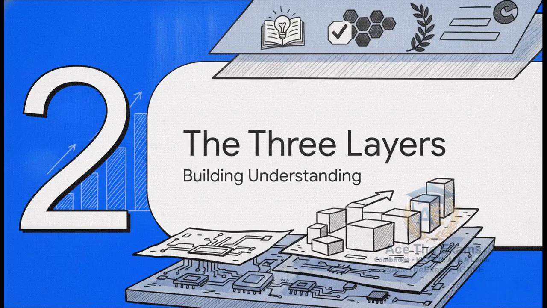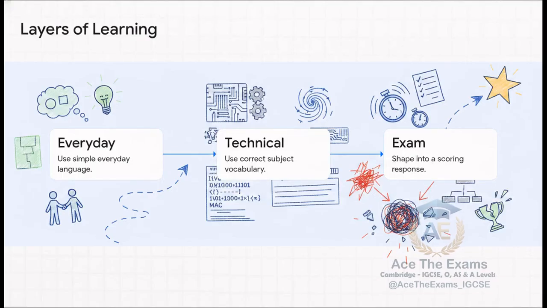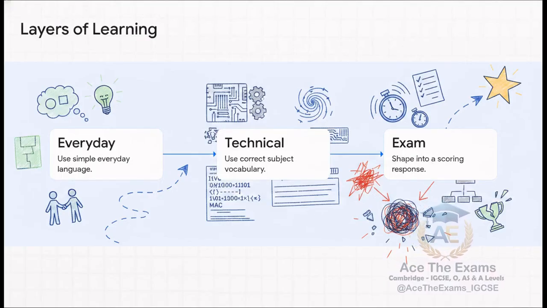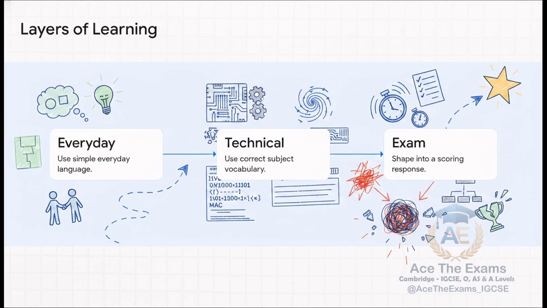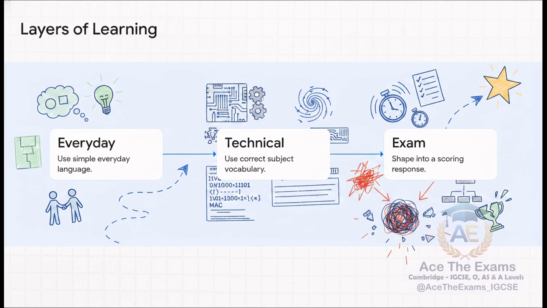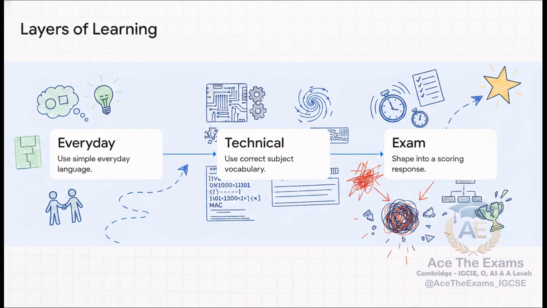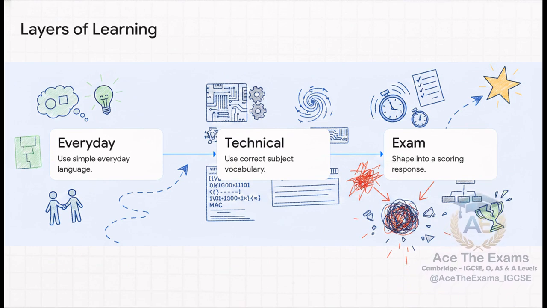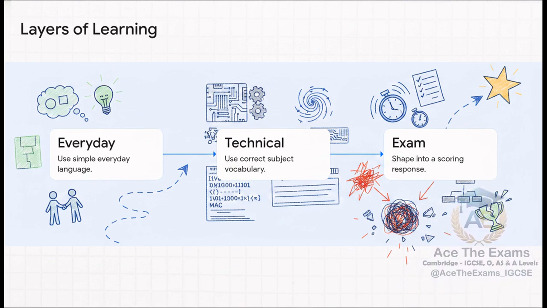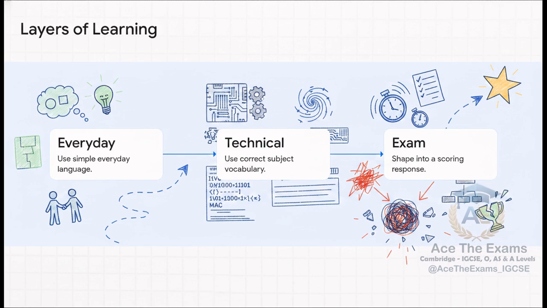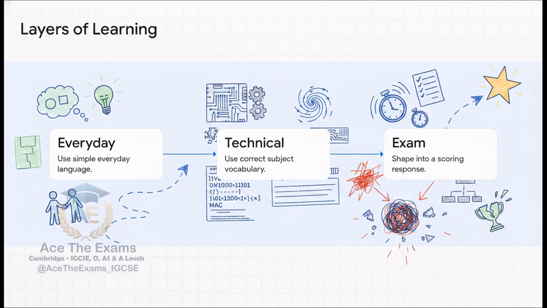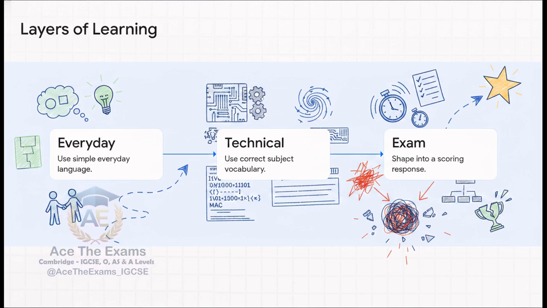That brings us to Section 2, the 3 layers of learning. This is how top-tier students actually build their understanding. The crucial point here is understanding this exact sequence. Step 1 is the simple explanation using everyday language. This is where you just wrap your head around the idea intuitively. Step 2 is the technical vocabulary. This is where we bring in the correct subject terms, words like MAC address, IPv6, assembly language, memory dumps.